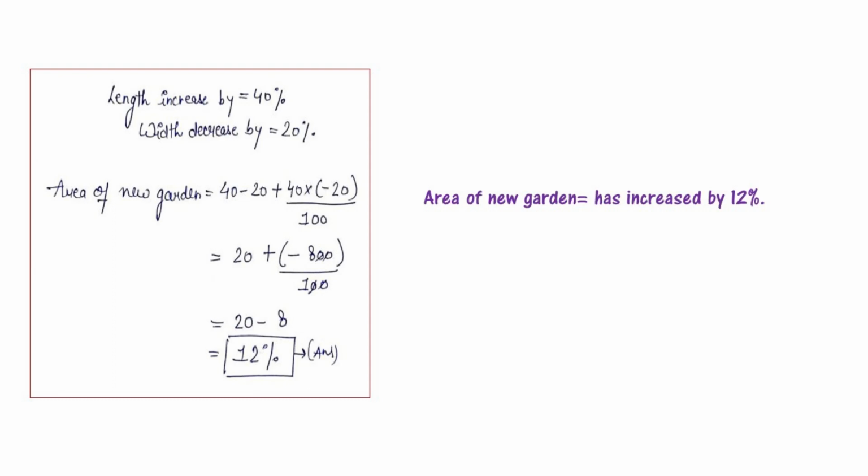Length increased by 40% and width decreased by 20%. So the change in area of the new garden is 40 minus 20 plus 40 into minus 20 divided by 100. That will be 20 plus minus 800 divided by 100. Then 0 will be cut down. That will become 20 minus 8. That comes 12%. Then the area of the new garden has increased by 12%.